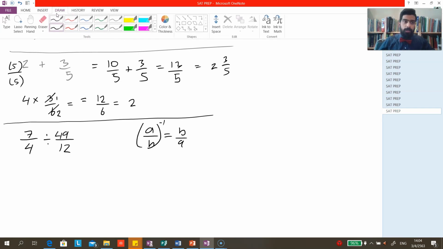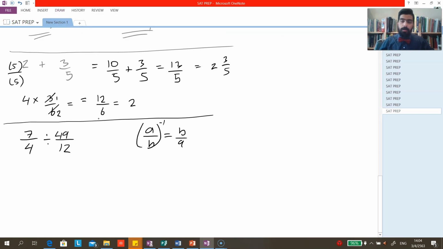So what we do here is we find the reciprocal of the second fraction. We write 7 over 4, and then this division, we change it to multiplication, so multiplied by 12 over 49. Now once we have this, we can also simplify the fractions. So 7 and 49 can simplify each other. 7 will change to 1, 49 will change to 7, 4 will change to 1, and 12 will change to 3. Therefore, the final answer would give us 3 over 7.